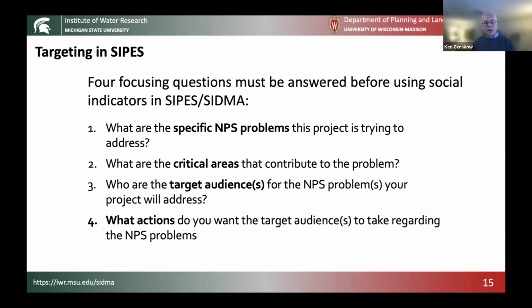Who are the target audiences for the problems that this project is addressing? Target audiences being those who influence and control the land management in those areas. And then specifically, what actions do you want this target audience to take regarding the non-point source or other conservation problems? So it requires some analysis in advance of using the social indicator system. It's not just generally collecting information about its audience, it's collecting information in a way that can help focus planning and lead to evaluation.